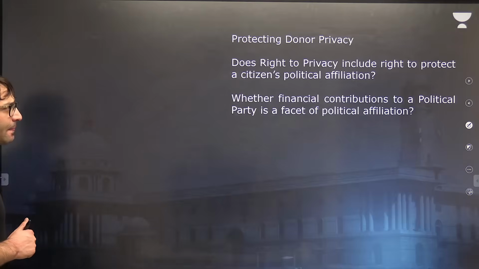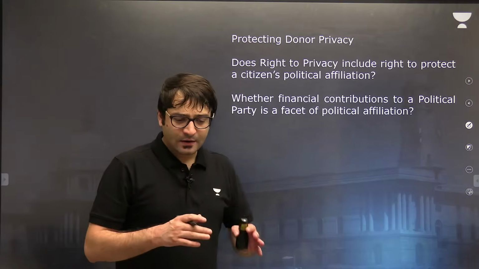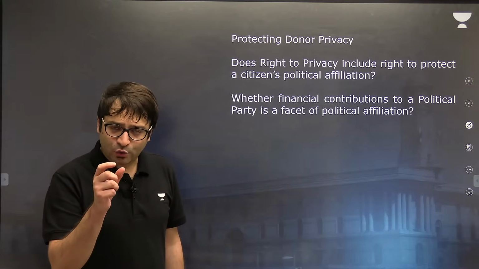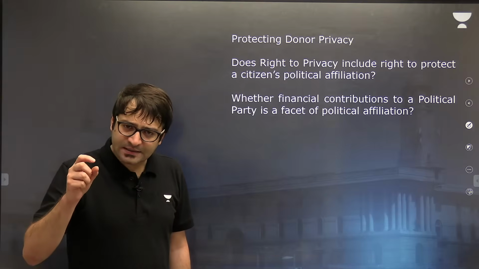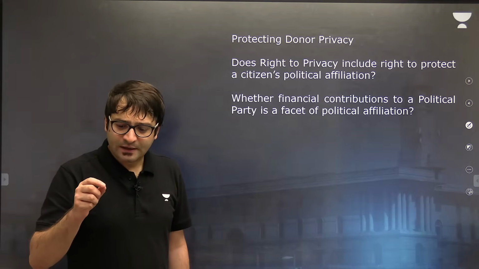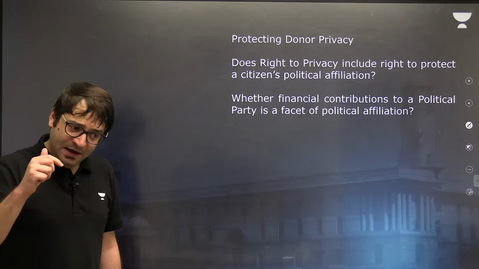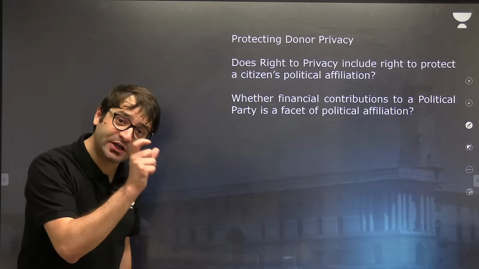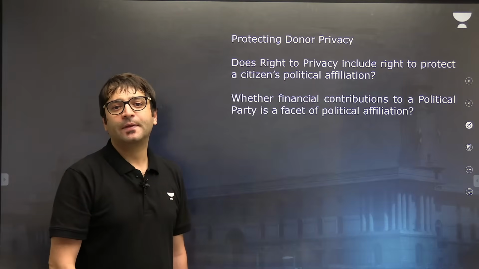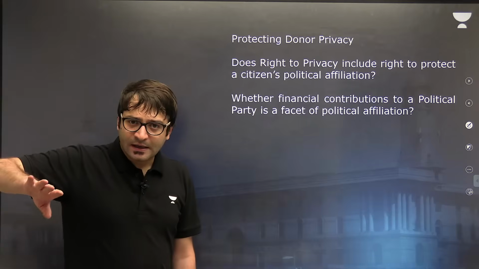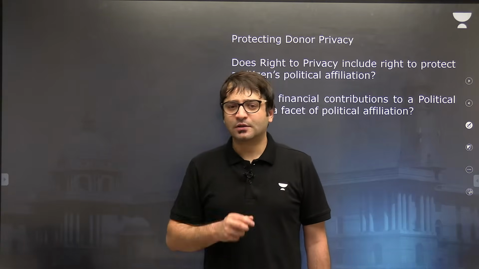Let's look at something else. One thing that we have now understood. Question number 1: Does the electoral bond scheme violate the citizens' right to know about the financial contributions of a political party? Yes. But let's keep political parties aside for a while and let's focus on the donor.